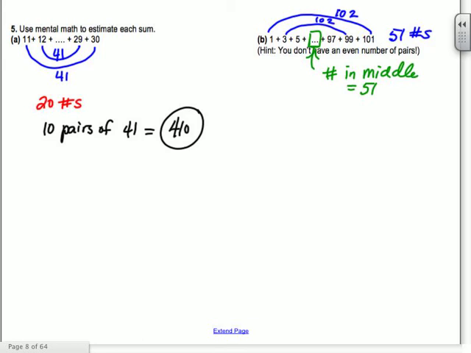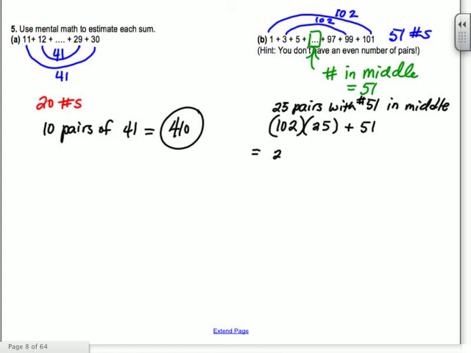So we basically have, let's see, we had 25 pairs with the number 51 in the middle. Okay, so we had 102 times 51. Or wait, 25. Messing it up. And then plus 51. So you could do this in your head. You'd say 25 times 100 plus 2 plus 51. So you get 2,500 plus 50 plus 51. So if I add 101 to 2,500, you get 2,601.